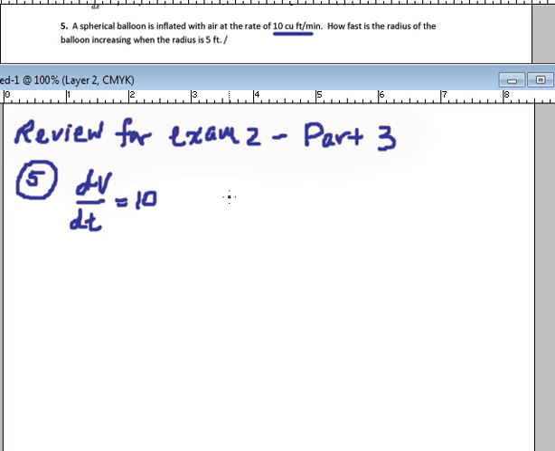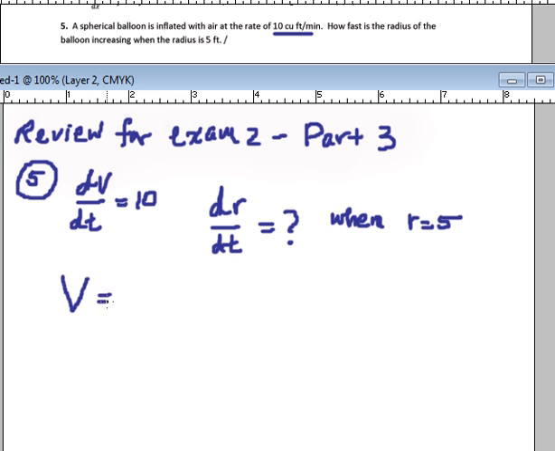So we want to find dr/dt. So what is dr/dt? Okay. When the radius is 5 feet. When r is equal to 5. All right. So now we need a formula that relates V and r. That is the volume of a sphere. That will be our formula. Here's the volume of a sphere. The volume of a sphere is equal to 4/3 pi r cubed.